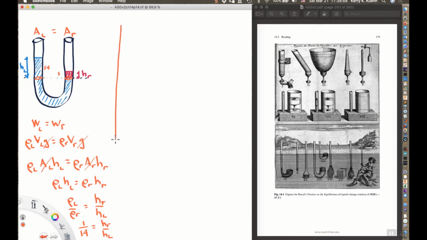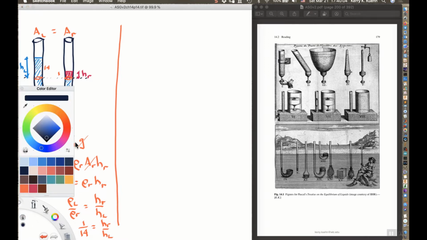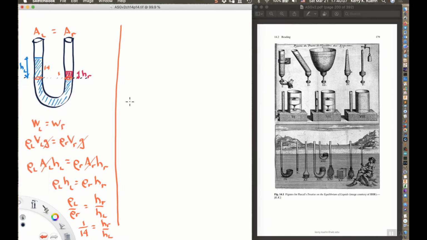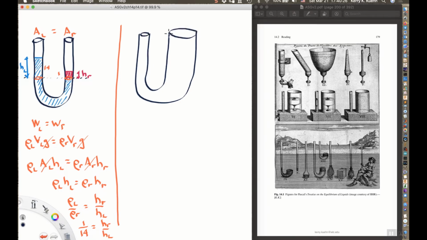Now, let's suppose instead of having a constant diameter tube, we have a tube that has an uneven diameter. This is a little bit more like the case that Pascal is going to talk about. So we have a wide tube on the right and a narrow tube on the left. Once again, let's suppose we fill this with water on the left and we pour a little bit of mercury on the right. I'm going to draw this suggestive line once again.